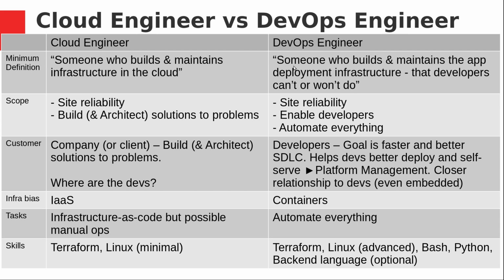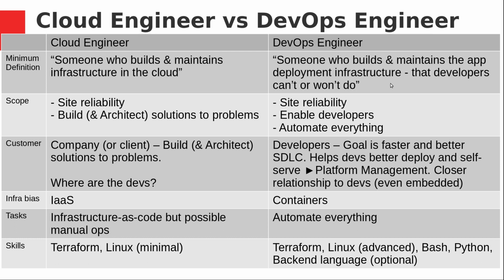And a DevOps engineer is different. Similarly, also building and maintaining infrastructure, but in this case the infrastructure is focused on app deployment. So you may also be in charge of other infrastructure as well, or you may have a different team, but as a DevOps engineer you will definitely be focused on the infrastructure that supports application deployment. And I also said here, this is what the developers either cannot or will not do.